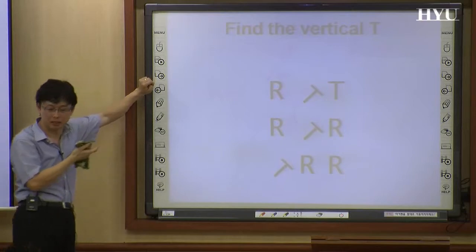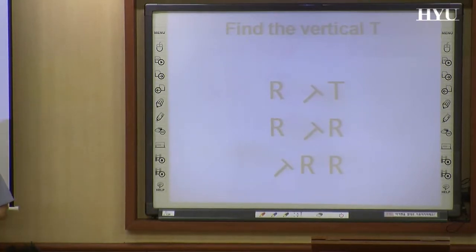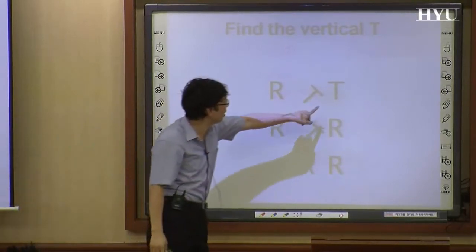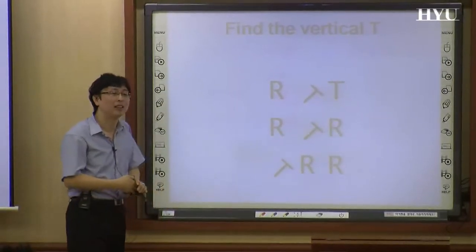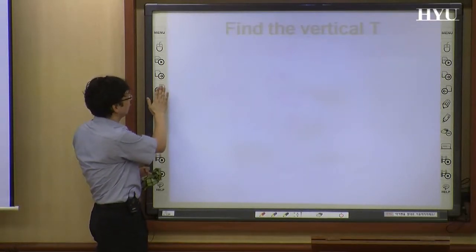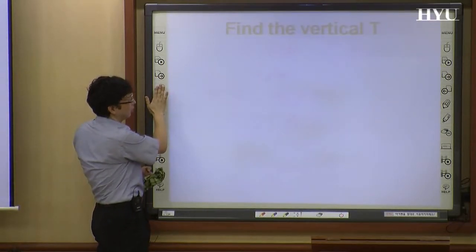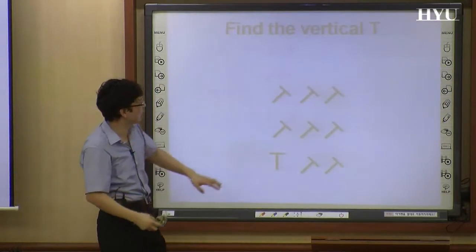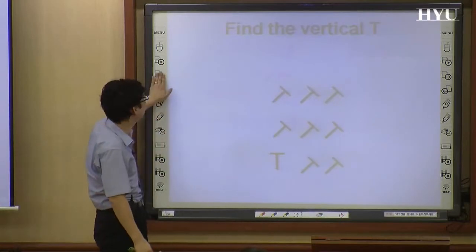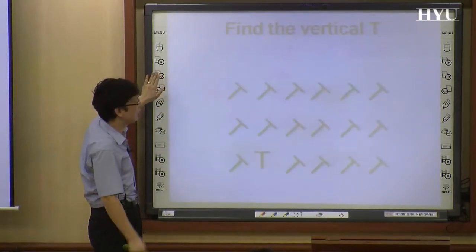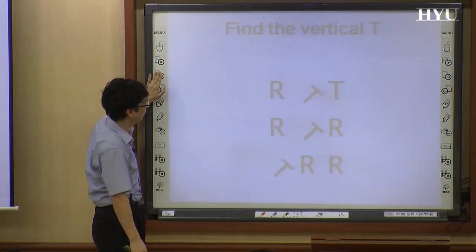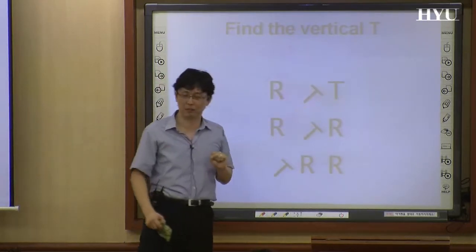This one, what do you think? Does it take more time? Huh? Vertical T. We have it in here, right? So compare with the previous one. Okay, this one is quite easy to identify the vertical T, but when you have the same number of 9 pieces of information, it takes more time. Why?